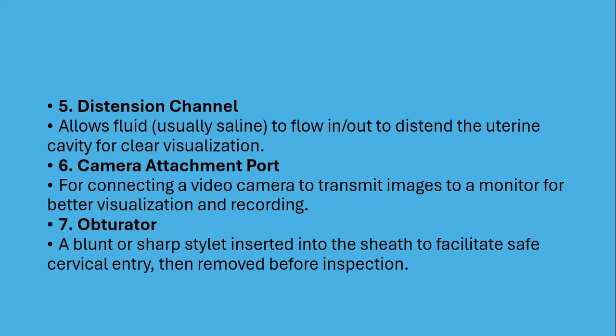5. Distension channel. Allows fluid, usually saline, to flow in and out to distend the uterine cavity for clear visualization. 6. Camera attachment port. For connecting a video camera to transmit images to a monitor for better visualization and recording. 7. Obturator. A blunt or sharp stylet inserted into the sheath to facilitate safe cervical entry, then removed before inspection.